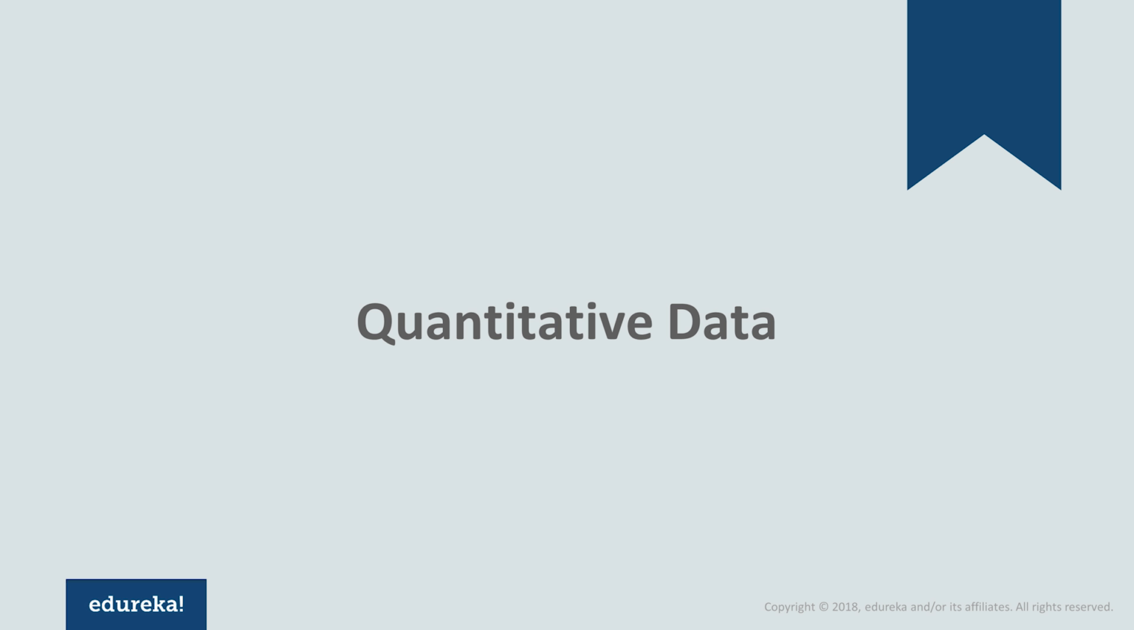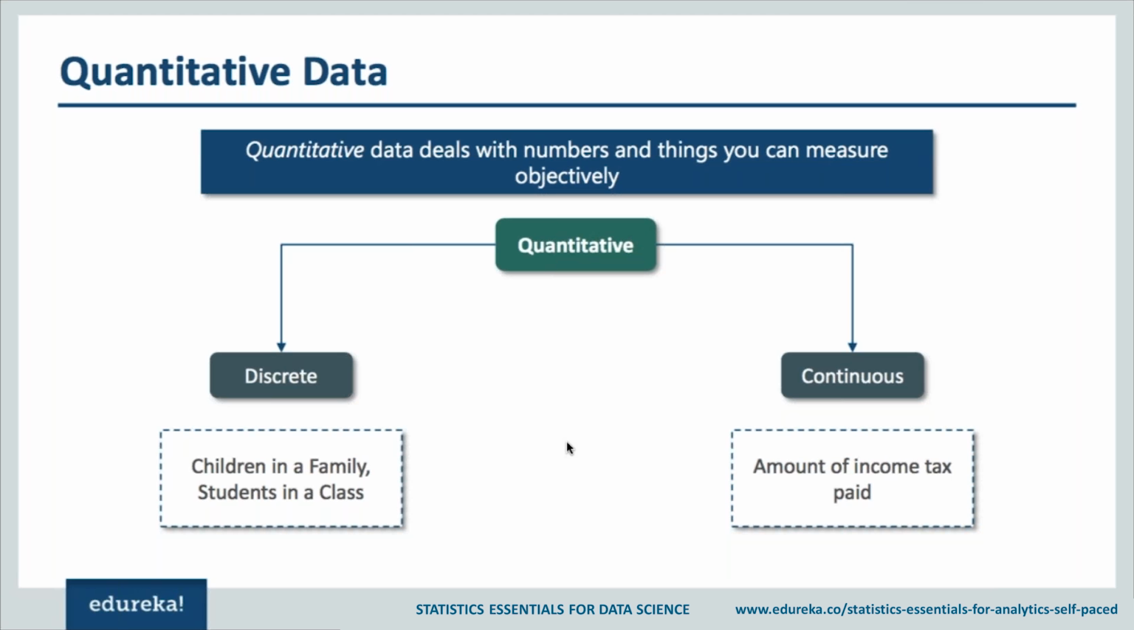As I already told you, quantitative data is nothing but data that we can measure, or data that has some kind of quantity associated with it. So data that deals with numbers is broadly classified as quantitative data, and it can be further classified into two types: discrete data and continuous data. When I say discrete data, that means data that you can count, that has a specific defined value, that involves integers.